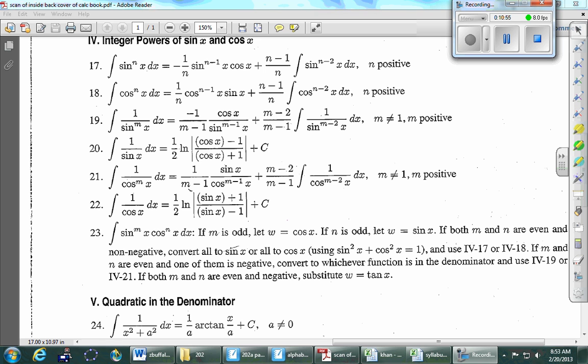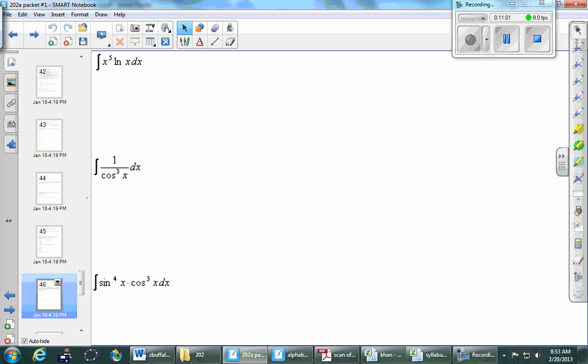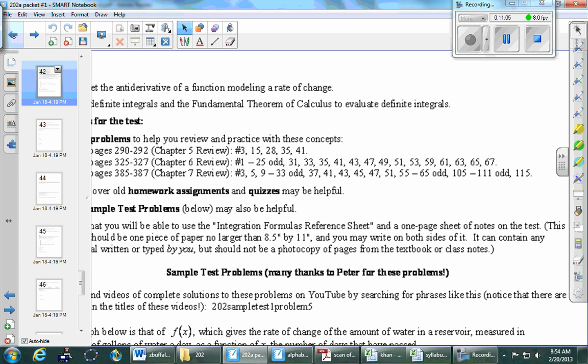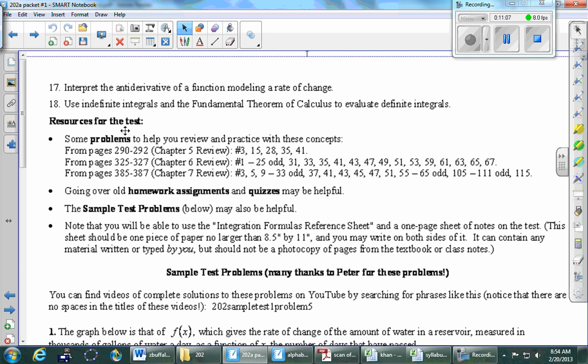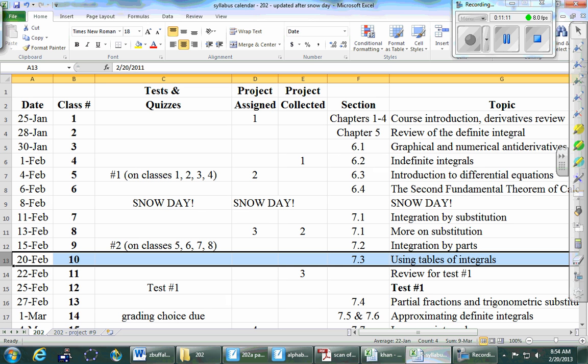Okay, let's go back to the packet. And in fact, this is a good time to do all our announcements. So we'll come back to C momentarily. But before we do that, let's just take a look at the calendar. So the calendar is here. Today we're talking about tables of integrals.